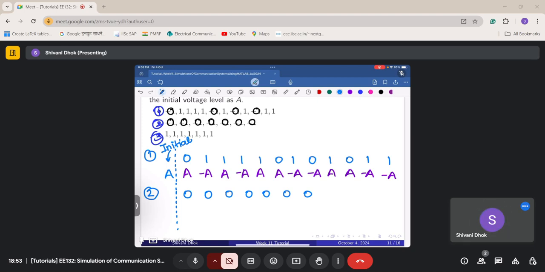Okay. So again, the initial voltage level is A. Now I am seeing a 0, so it will remain as it is, nothing will change. Then again I see a 0, nothing will change. Again I have a 0, no phase change. Again 0, no phase change, and so on for all seven zeros, with no phase change.